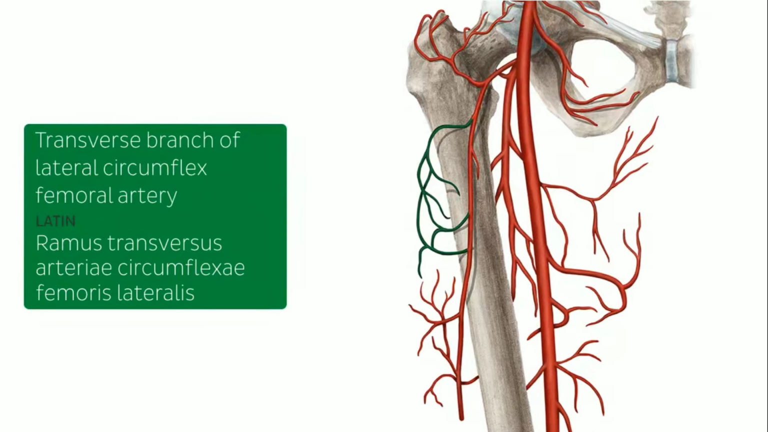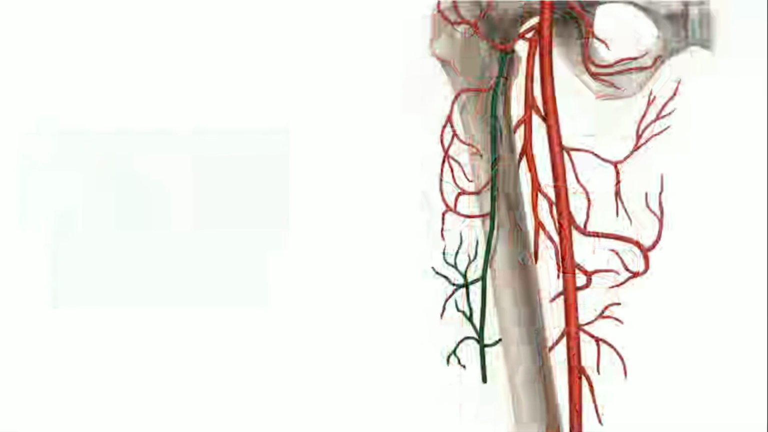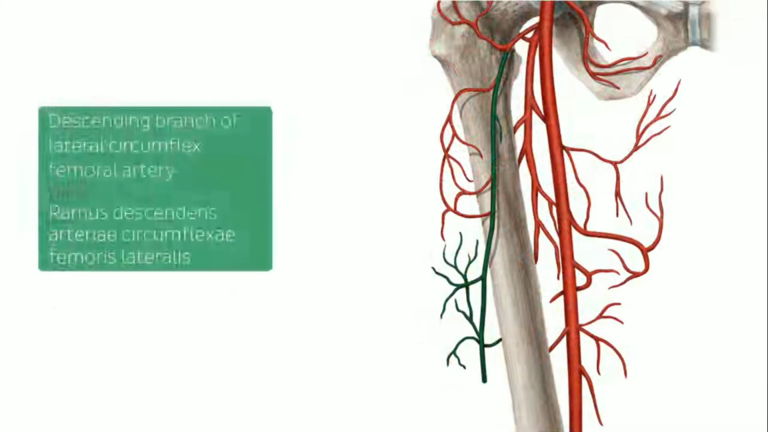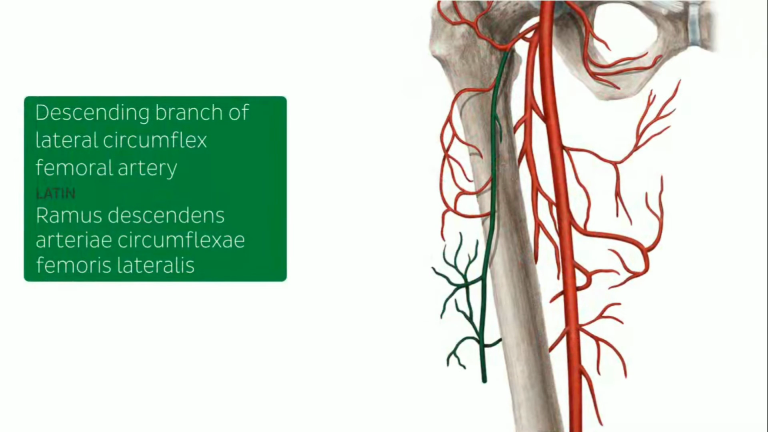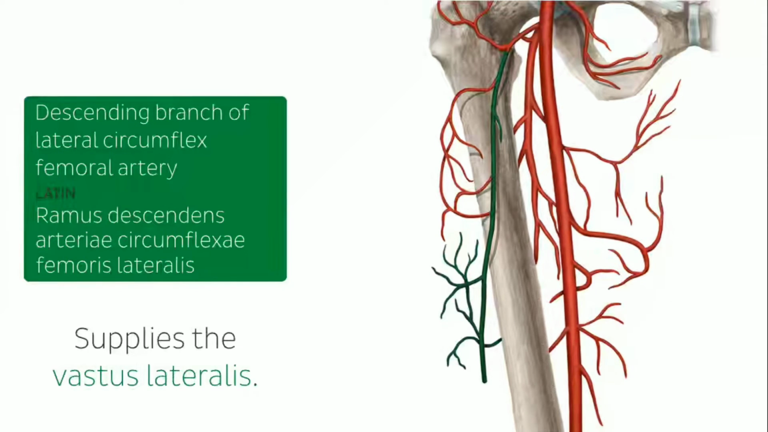thigh. The final branch of the lateral circumflex femoral artery, or the descending branch, descends deep to the rectus femoris and along the anterior border of the vastus lateralis. It supplies the vastus lateralis muscle.